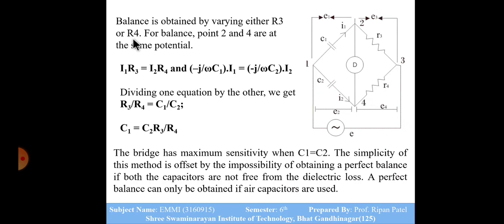Okay, so by balancing, for the balance condition, we can say I1 R3 equal to I2 R4, and this equal to this. Now dividing one equation by the other, we can say R3 upon R4 equal to C1 by C2. So finally I can write C1 equal to C2 R3 upon R4. The bridge has maximum sensitivity when C1 equals C2.